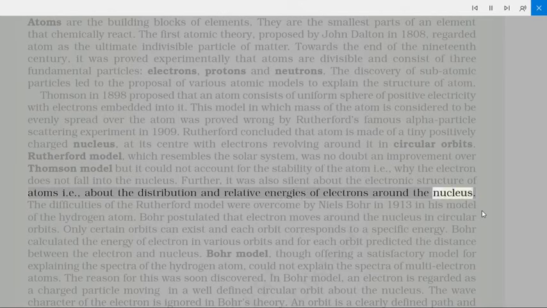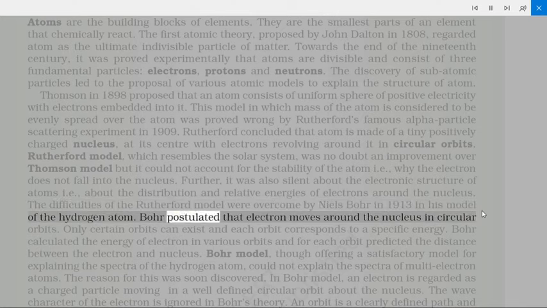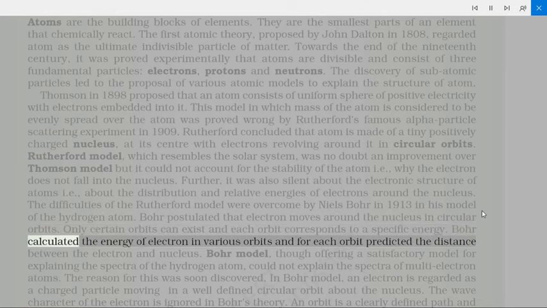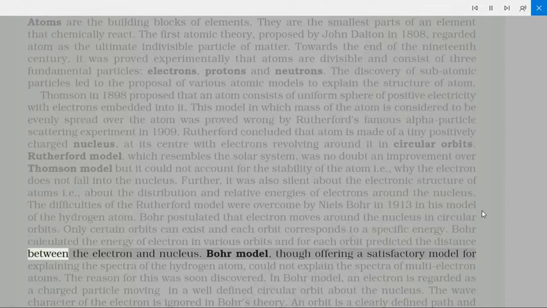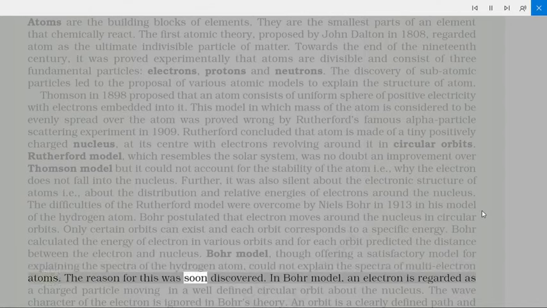The difficulties of the Rutherford model were overcome by Niels Bohr in 1913 in his model of the hydrogen atom. Bohr postulated that electron moves around the nucleus in circular orbits. Only certain orbits can exist and each orbit corresponds to a specific energy. Bohr calculated the energy of electron in various orbits and for each orbit predicted the distance between the electron and nucleus. Bohr model, though offering a satisfactory model for explaining the spectra of the hydrogen atom, could not explain the spectra of multi-electron atoms. The reason for this was soon discovered.